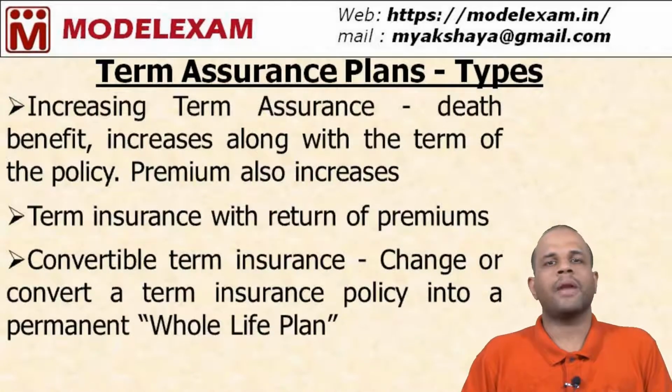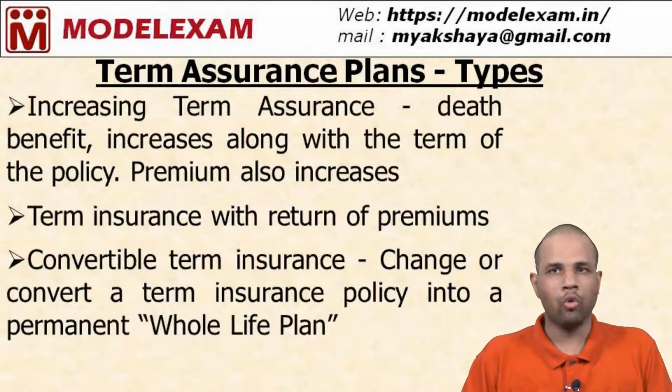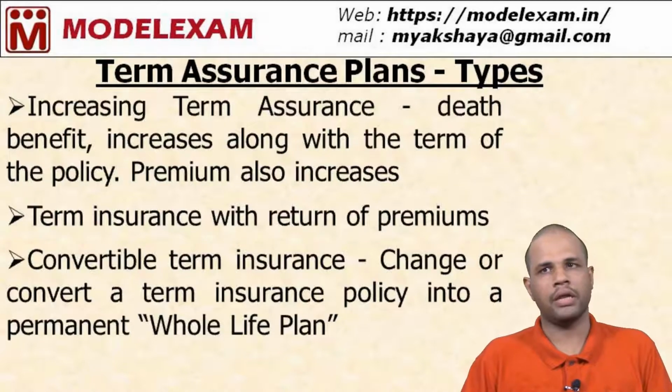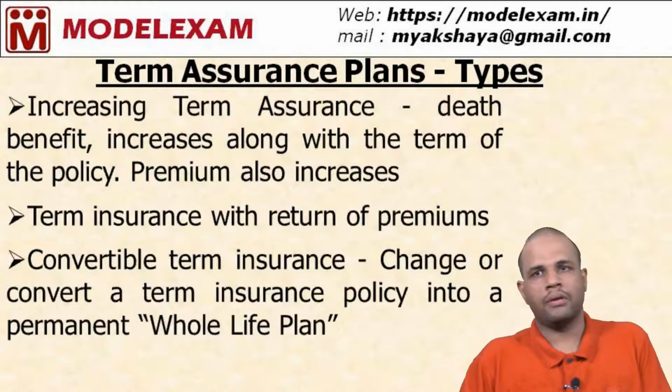Term assurance plans types, part 2. We have increasing term assurance. Here normally the death benefit or the sum assured usually increases over the passage of time. It is normally linked with a particular index, like a life index or inflation index, etc. Here the premium also increases gradually.